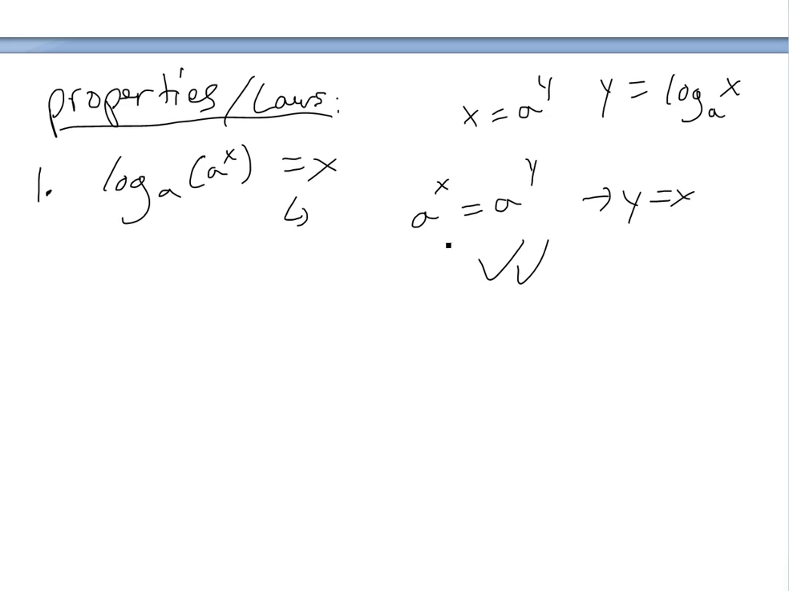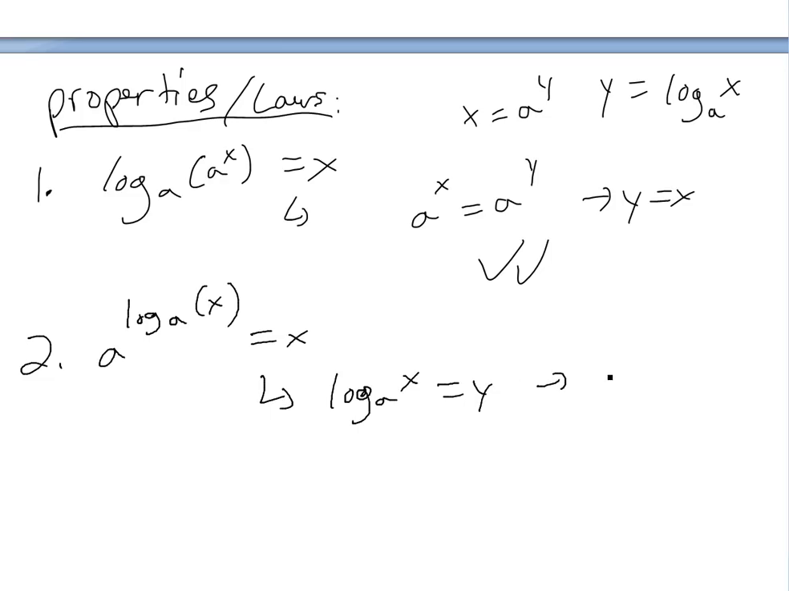There it is. Let's look at number 2. Another property or law. We'll go with a to the power of log base a of x. This also just equals x, and this proof is simple too. If you look at the top here, log base a of x just equals y, in terms of x equals a to the y. So if we put this in as y, then we'll be left with a to the power of y, and this just equals, well, x by definition. So then that just equals x. So we got that proof.